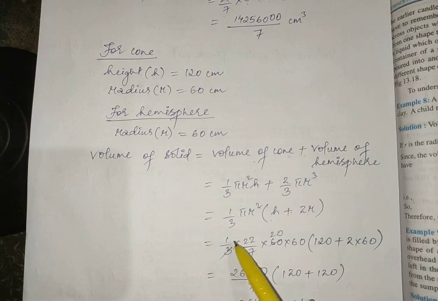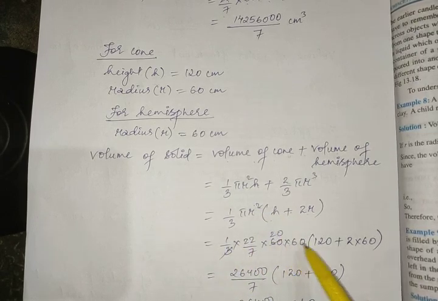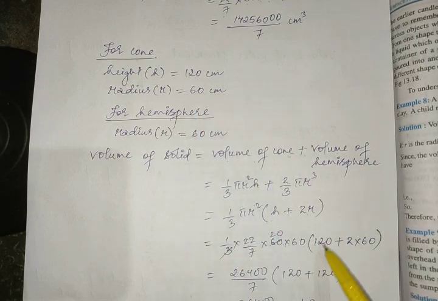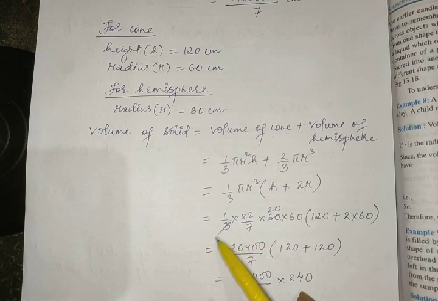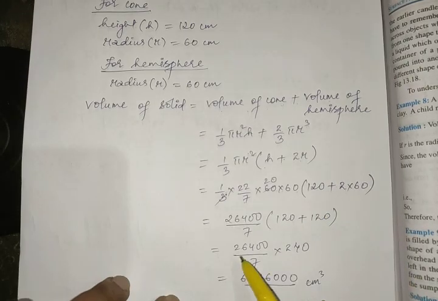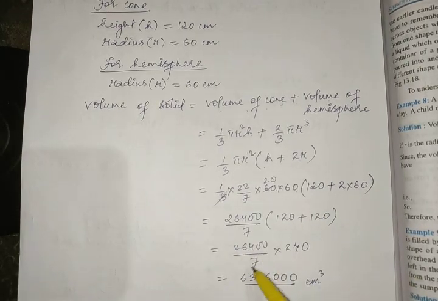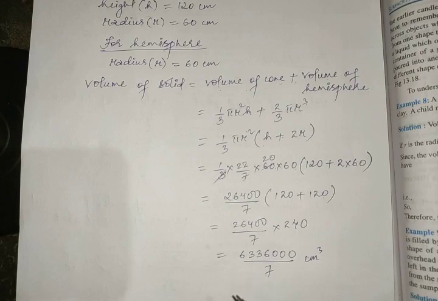Now we'll just put the values. 1 by 3 into 22 by 7 into r square, which is 60 into 60, then h is 120 plus 2r, that means 2 into 60. Here you can cancel, 3 20s are 60, so after multiplying we'll get 26,400 by 7. Then 120 plus 2 into 60 is 120 again. So 26,400 by 7 into 120 plus 120 is 240. After multiplying we'll get this. So this is the volume of the solid.